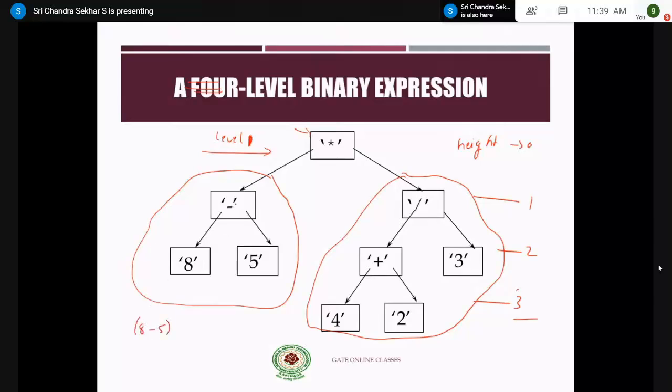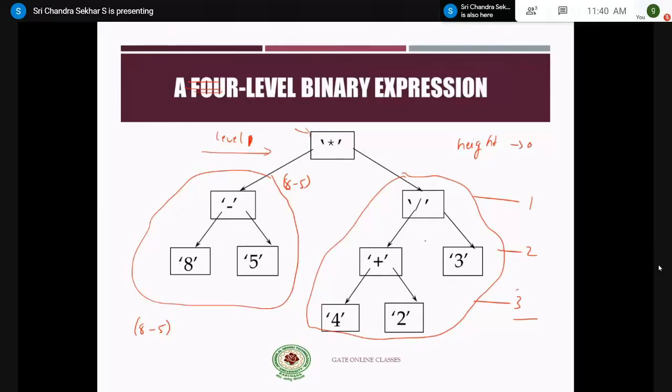Because 8 is the left child of minus and 5 is the right child of minus, you place 8 as the left child, left operand, and 5 as the right operand of minus, and you mark it inside the parenthesis, right? After this, the result is nothing but 8 minus 5. This we have obtained.